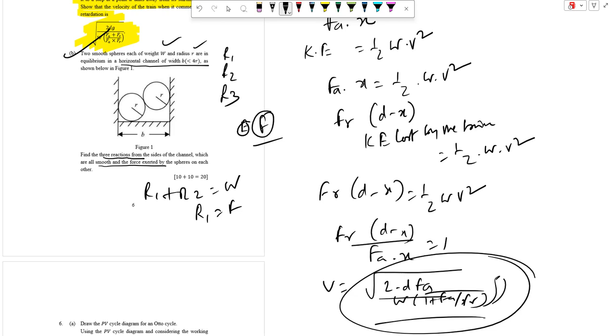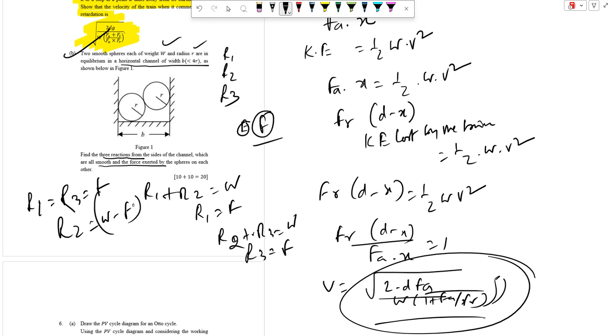For the equilibrium of the sphere on the right, R2 equals W, and R3 equals F as well, and therefore the three reactions of the sides are R1 equal to R3 equal to F, and R2 equals W minus F. So the force exerted by the spheres on each other is F, which can be determined by considering the equilibrium conditions and the geometric constraint B less than 4R on this given system.